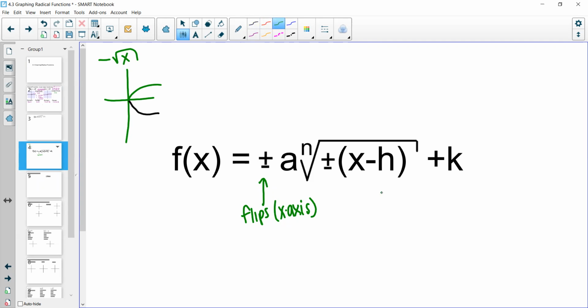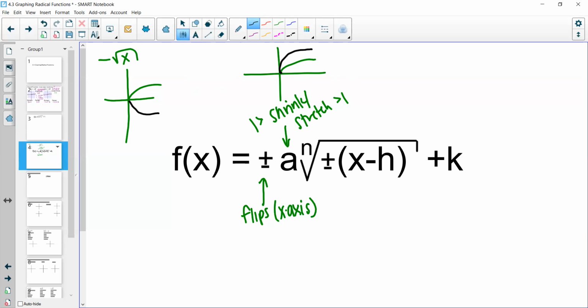Now, the next piece here that we have is this a out front. What that a does is it causes our function to shrink or stretch, depending on what the number is. Now, if our number is less than 1, it's going to shrink. If it's greater than 1, it's going to stretch. And what we're talking about is what the function looks like. So if this is our original function, when it stretches, it's going to look like this. When it shrinks, it's going to look like this. Notice how it gets a little bit wider. It changes the way that it looks. So that shrink and stretch will affect what our function looks like.